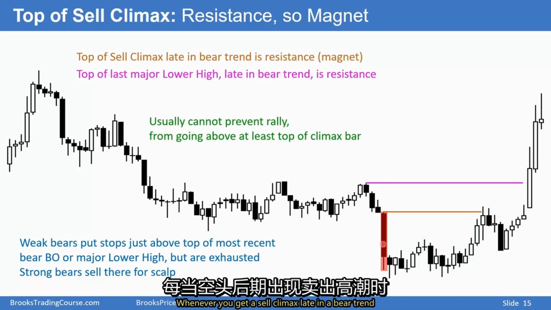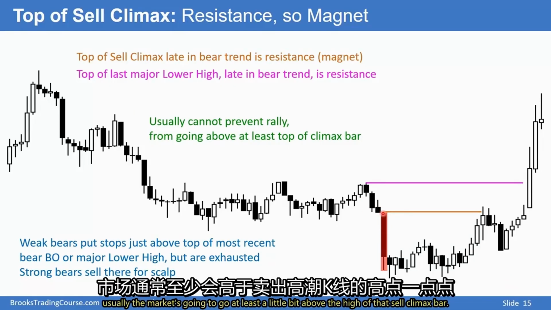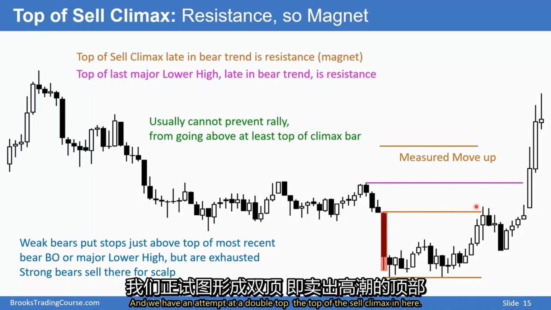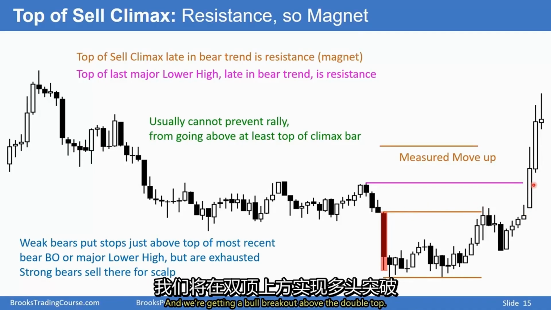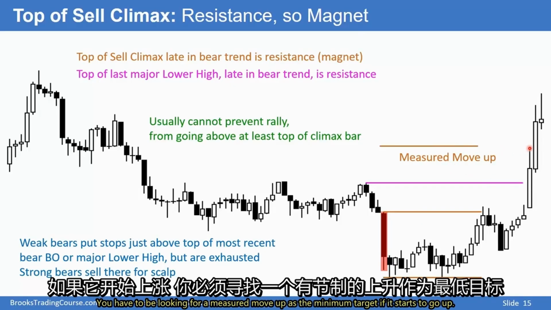Whenever you get a sell climax late in a bear trend, usually the market's going to go at least a little bit above the high of that sell climax bar. And we have an attempt at a double top, the top of the sell climax in here, and we're getting a bull breakout above the double top. You have to be looking for a measured move up as the minimum target if it starts to go up.